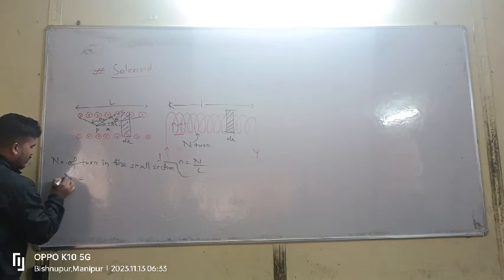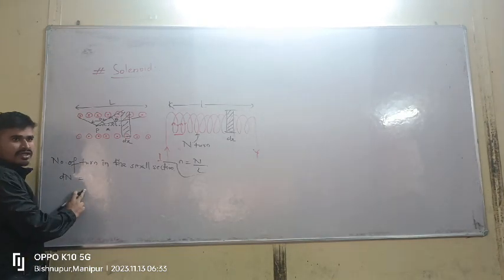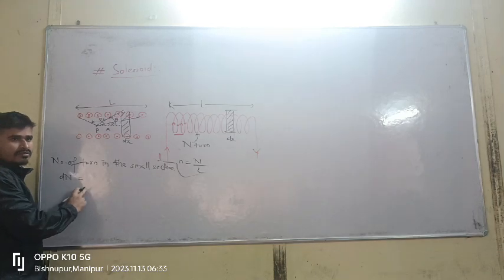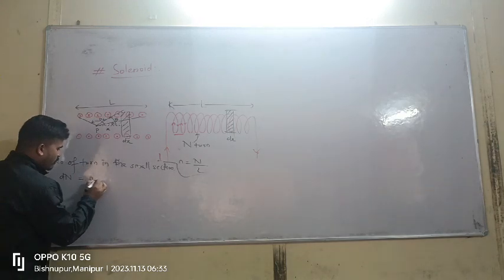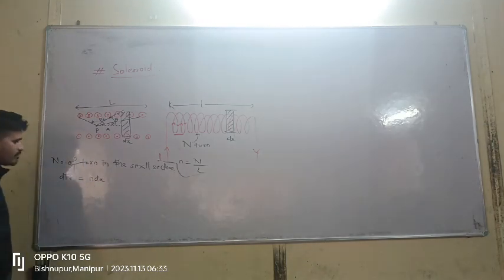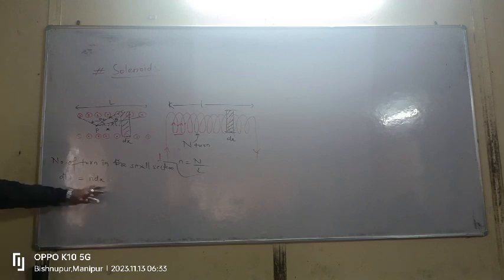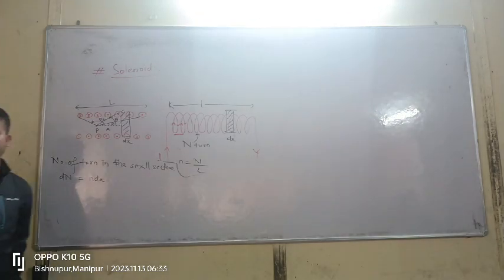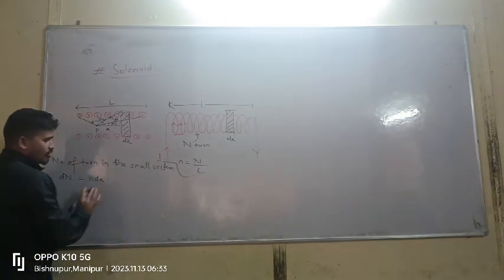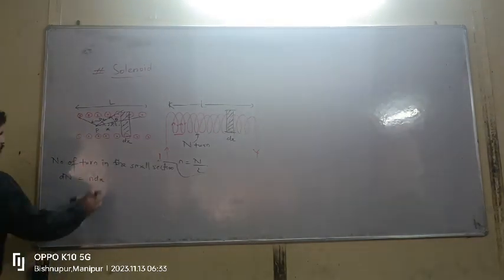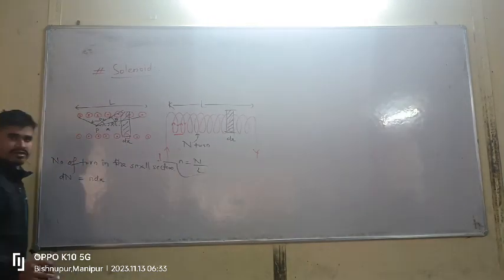You can also type dn. Yes or no? Is it dn, the number of turns per unit length, into the number of parts? Is it n into dx? Yes or no? Yes, it is n dx. Clear to everyone or no? Okay, sir. You got it? Now it is the total number of turns inside this solenoid.